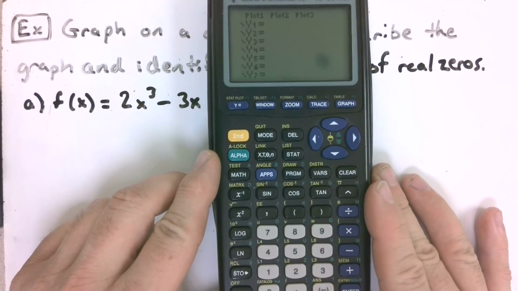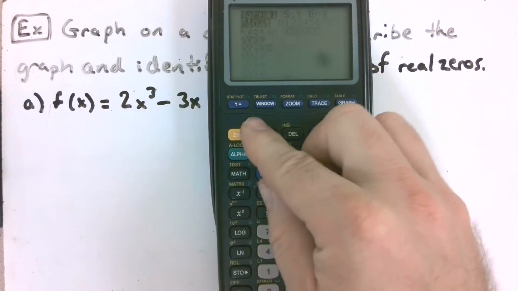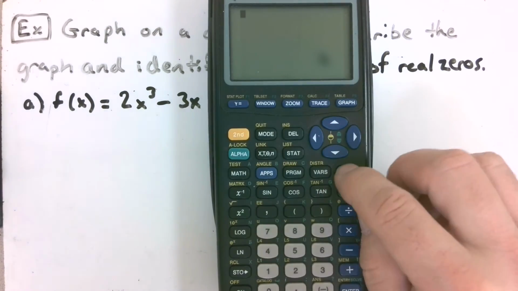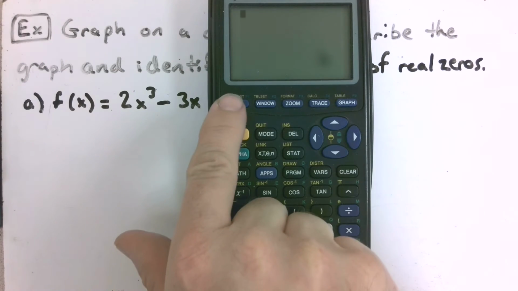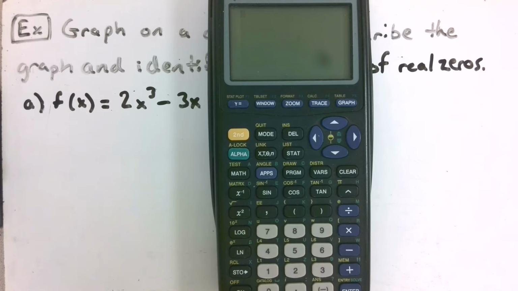So to get started on our calculator, once you turn the calculator on and you're on the main calculation screen there, to graph, you want to go to the upper left-hand corner, which is where the y equals button is, and press that. That will give you these options.